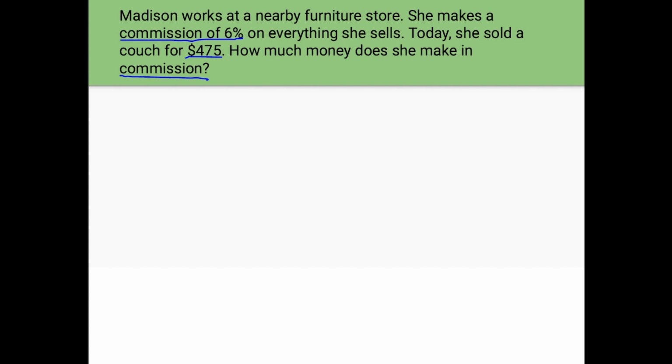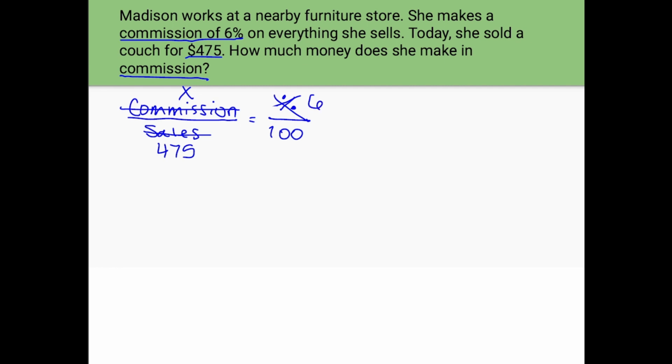So whenever we're talking about commission, it's always going to be just one formula to pick from. So we have commission over how much she sells, so sales, equals the percentage over 100. So we can just start plugging stuff in. So let's see, the commission, that's what we're trying to find. So I'm going to call that X. Sales, it is for $475. So I'm going to cross that out and plug that in. For percent, it says it's a 6% commission, so I'm going to put 6 up here. So right now what I'm working with is X over 475 equals 6 over 100.